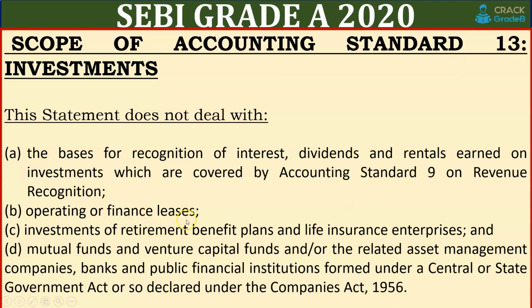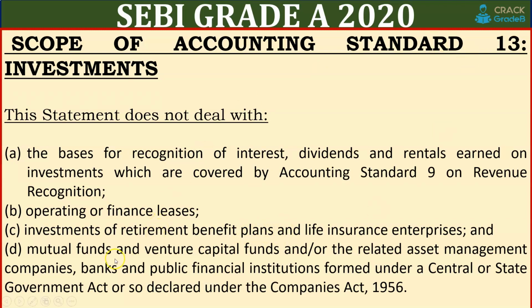Now, operating or finance lease. There are certain types of leases that are operating or finance leases. These are also not covered. By way of lease, we get rentals, so these types of leases are not covered within the scope. Then we have the investment of retirement benefit plans and LIC, the life insurance enterprises. So if you are investing in any life insurance plans for your enterprises or any retirement benefit plans, that type of investment is again not covered in the scope of accounting standard 13.